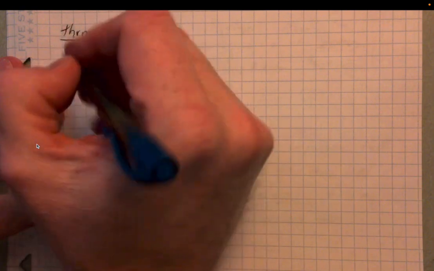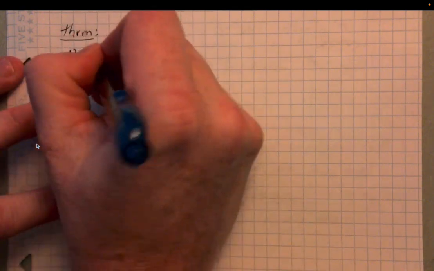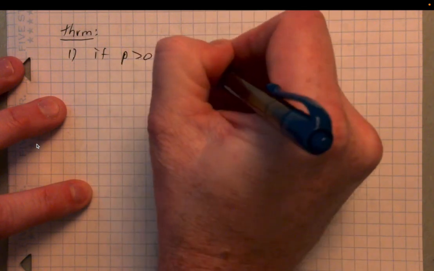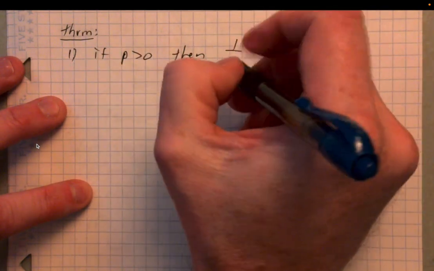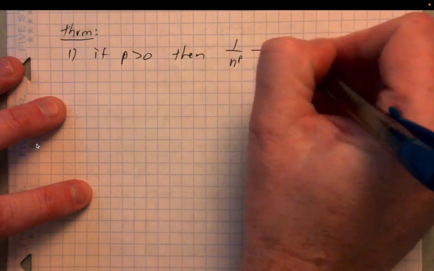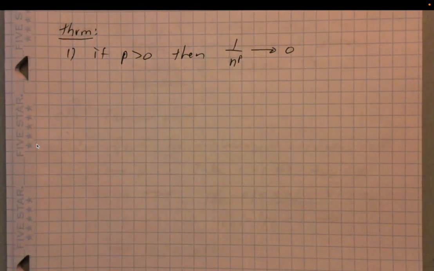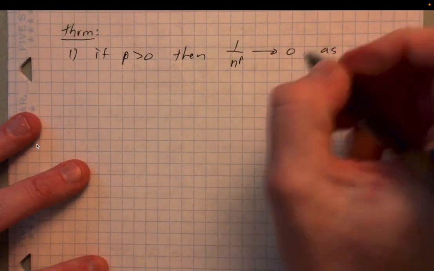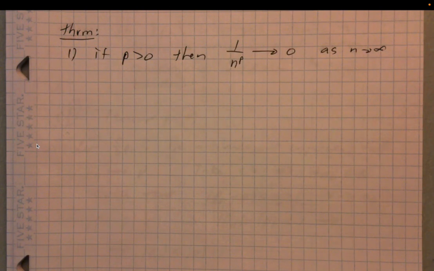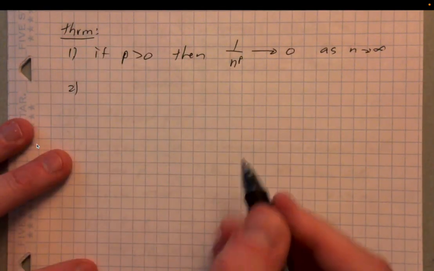Okay, so the first one is if p is greater than 0, then 1 over n to the p power converges to 0 as n goes to infinity. These are all as n goes to infinity. So the sequence 1 over n to the p, where p is just some positive real number. So that's one we've seen, definitely.